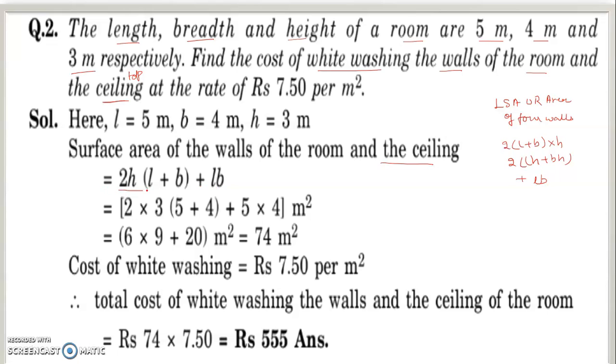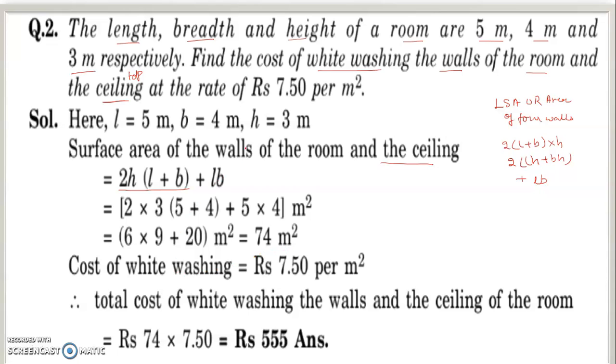So this is your LSA, lateral surface area of a cuboid, or area of four walls, plus L into B, length into breadth. All the dimensions are given. What is the value of height? H is 3, so 2 into 3, what is length and breadth? 5 plus 4, plus 5 into 4. So 2 3s are 6, 5 plus 4 is 9, 6 into 9 plus 20, which is equal to 74 meters square.